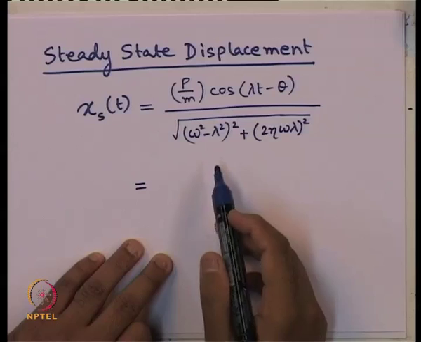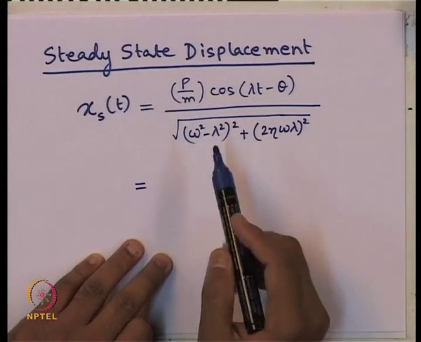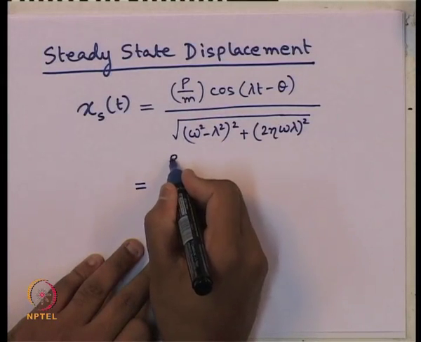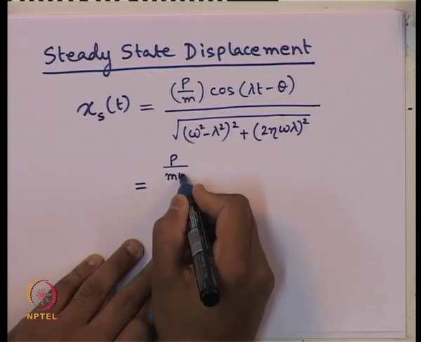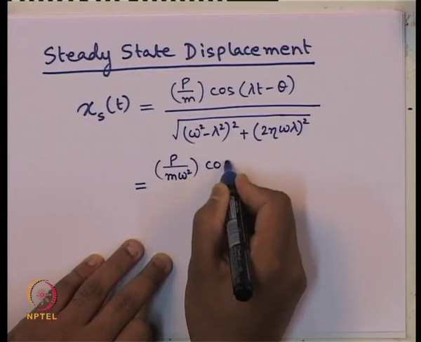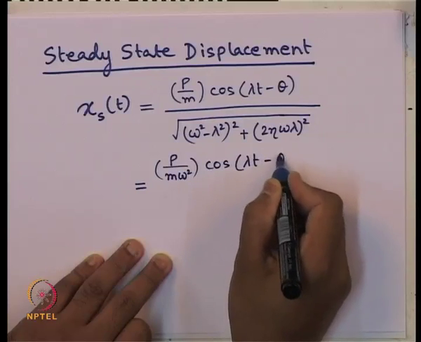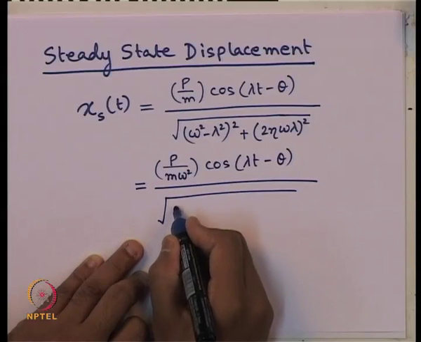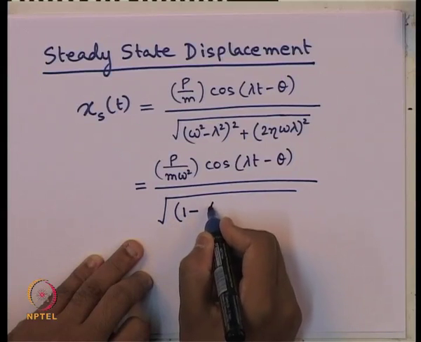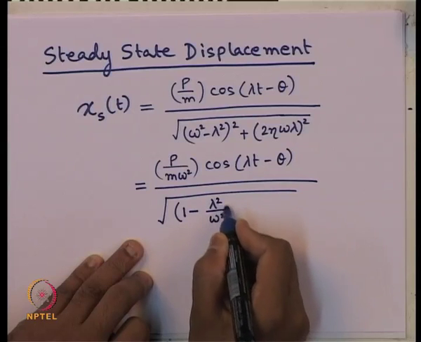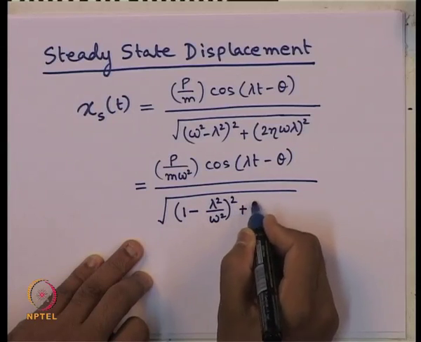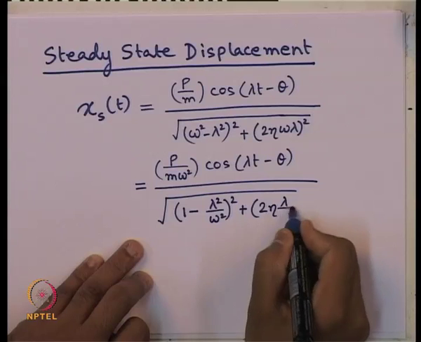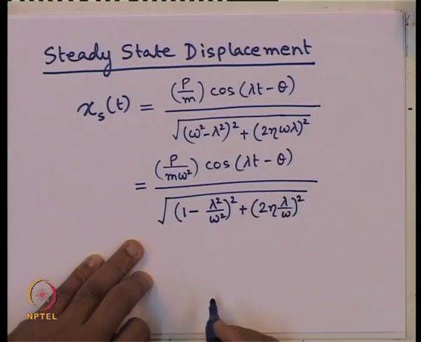What can we do? We can divide both numerator and denominator by omega square. So, what we will get is p by m omega square cosine lambda t minus theta, and the denominator becomes root over 1 minus lambda square by omega square whole square plus 2 eta lambda by omega whole square.